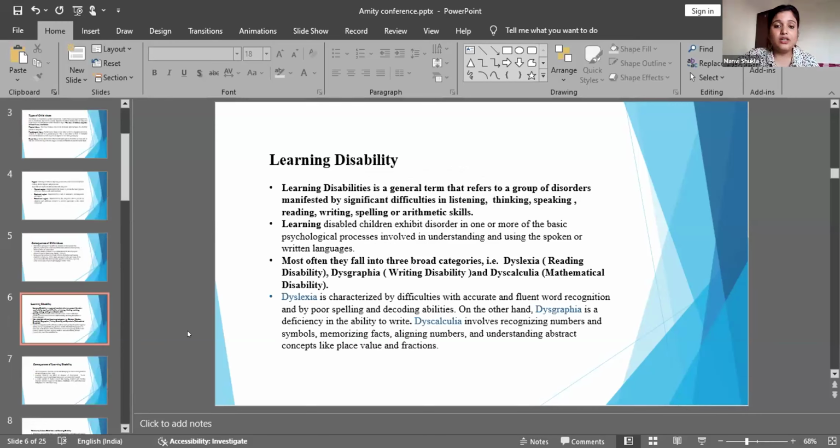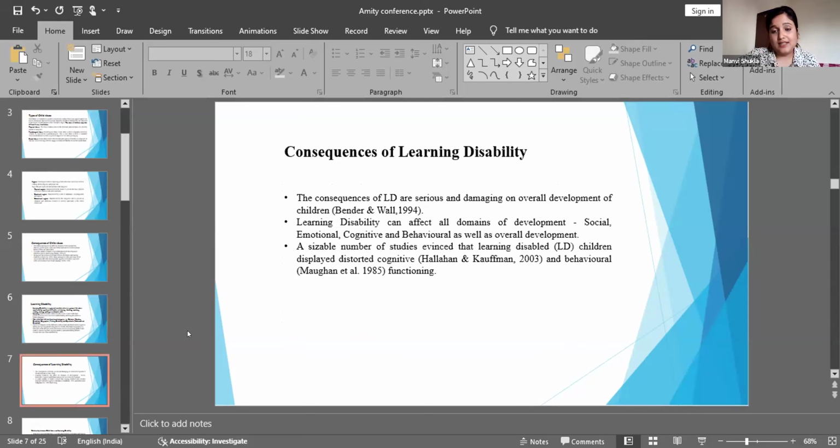Learning disability is a general term that refers to a group of disorders manifested by significant difficulties in listening, thinking, speaking, reading, writing, spelling, or arithmetic skills. Most often, they fall into three broader categories: dyslexia, reading disability; dysgraphia, writing disability; and dyscalculia. The consequences of LD are serious and damaging to the overall development of children. Learning disability can affect all domains of development: social, emotional, cognitive, behavioral, as well as overall development.